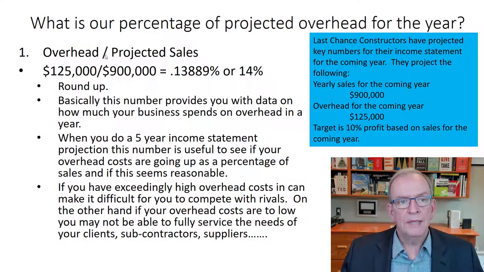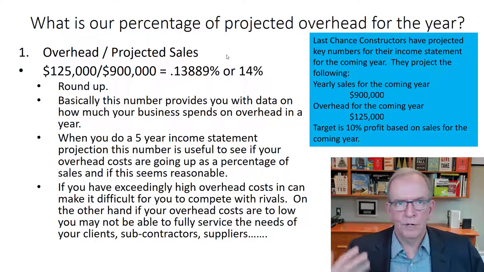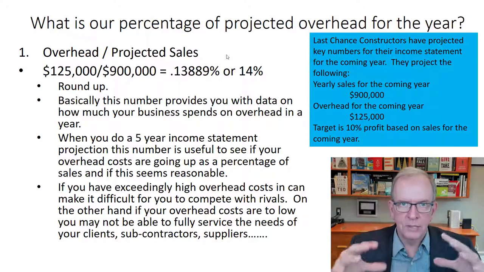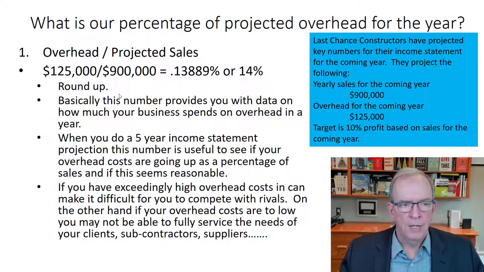So overhead divided by projected sales. So we have 125,000 divided by 900,000. That gives us 13.889 or 14%. I would typically round up. Even if it was like 13.4, I would likely round up, or I would keep it at 13.4. Never round down, because rounding up is giving you a little bit more money. Anything going lower gives you less.